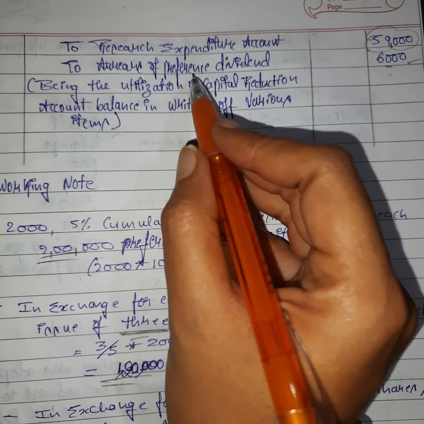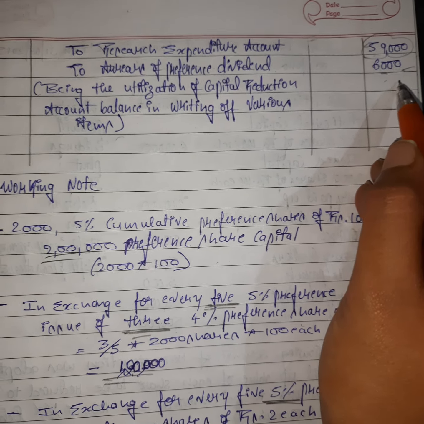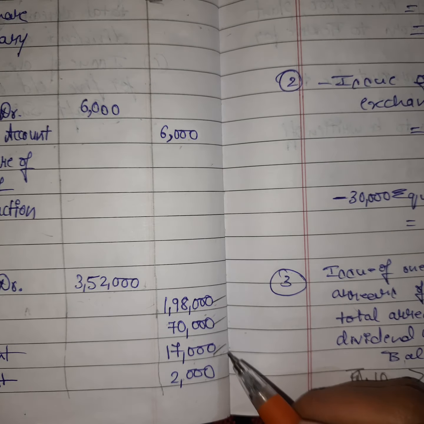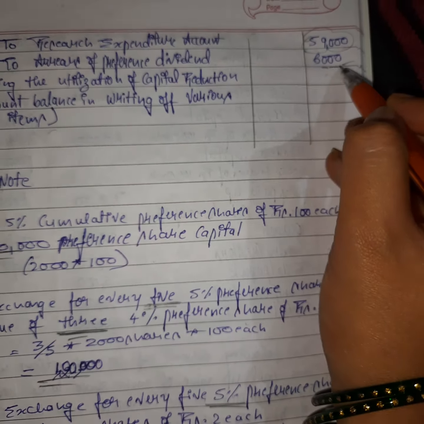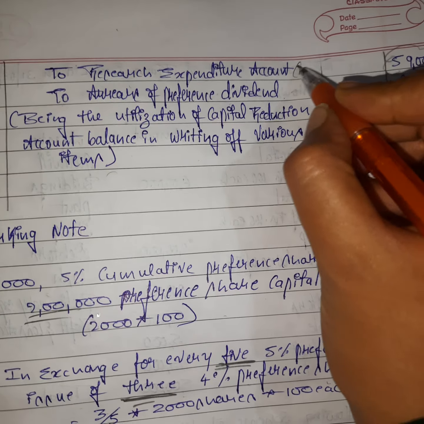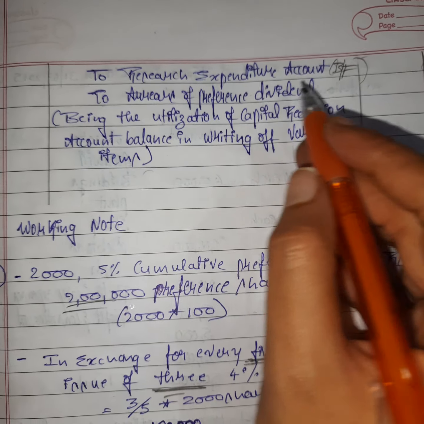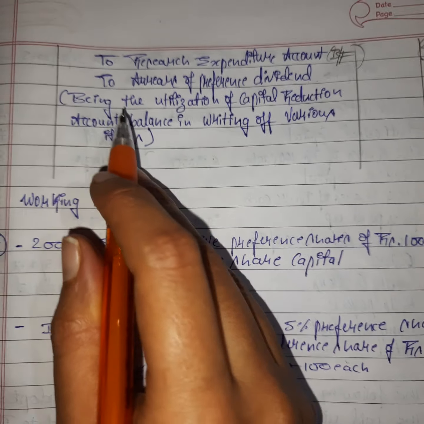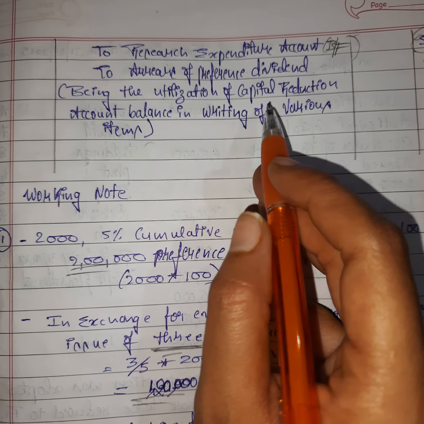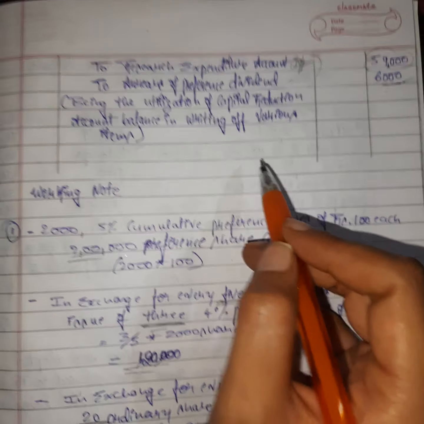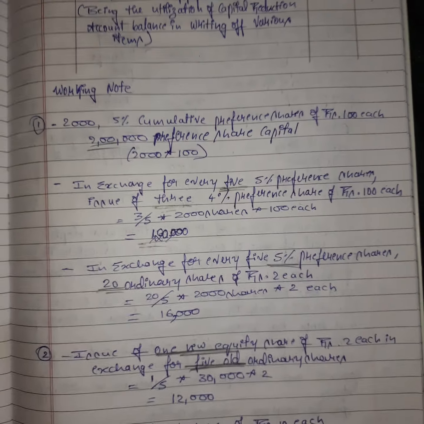Coming to next, to arrears of preference dividend 6,000. You will be totaling all the amounts: 1,98,000, 70,000, 17,000, 2,000, 6,000. The remaining balance from 3,52,000, it will be 59,000, which will be the balancing figure. To research expenditure account you will be mentioning the amount 59,000 here. Coming to note, being the utilization of capital reduction account balance in writing off various items. You can check out the working note.